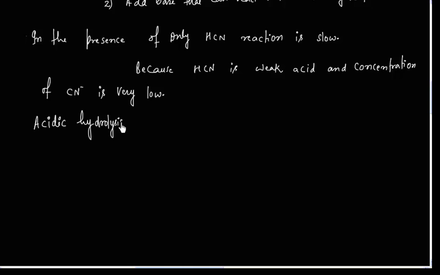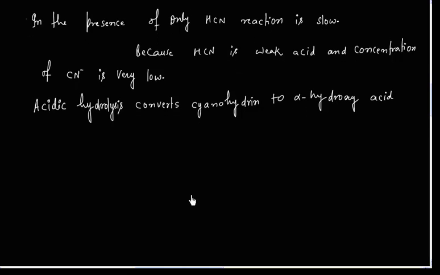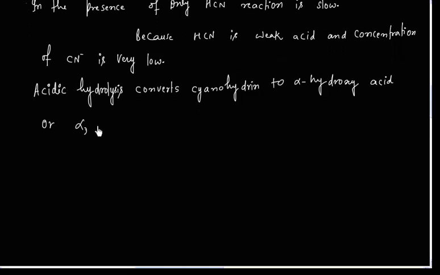Now, acidic hydrolysis of cyanohydrin gives an alpha hydroxy acid, or if it is heated, it will give an alpha beta unsaturated acid.